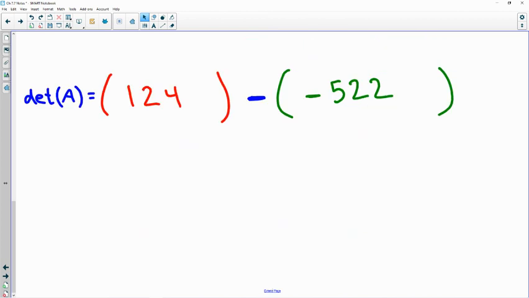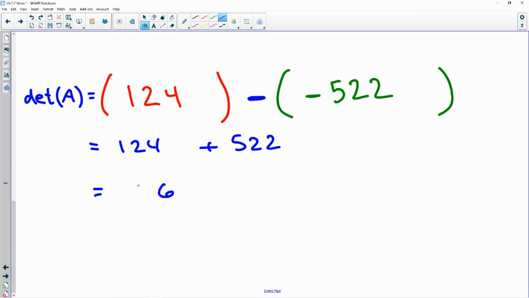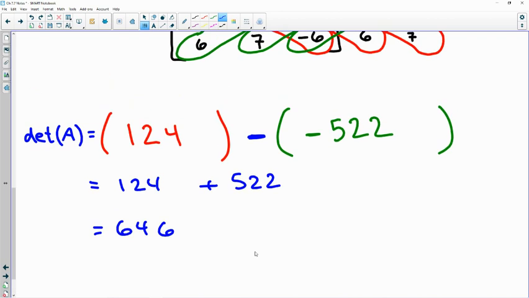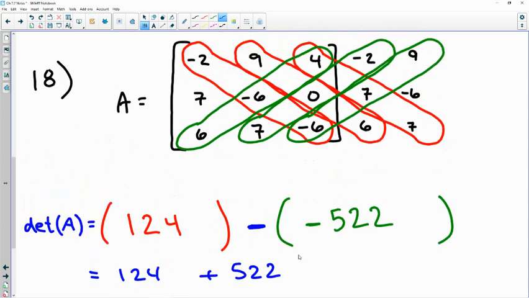Just because it's minus and then you have a negative 522 doesn't mean that the negative is taken care of. The negative is still there. So the math is actually 124 plus 522, right? Or the total is what? 646. Okay, so the B determinant is 646. Okay, check your math. Just be careful with it. But to me, this is the most straightforward way of doing it.